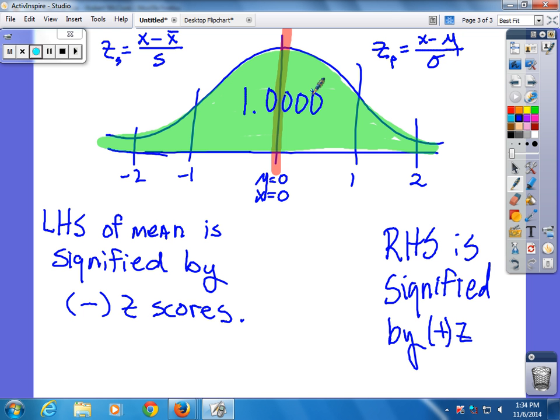And the z-scores are down here. Now I'm going to make sure everybody's got that, and we're going to the next drawing, and then we're going to talk about what we're actually finding.